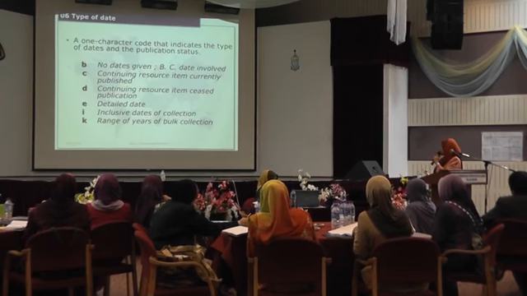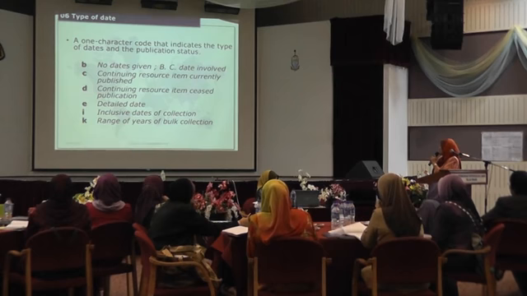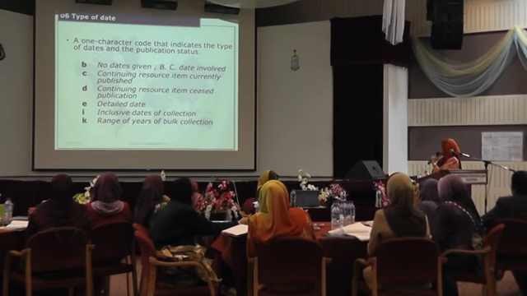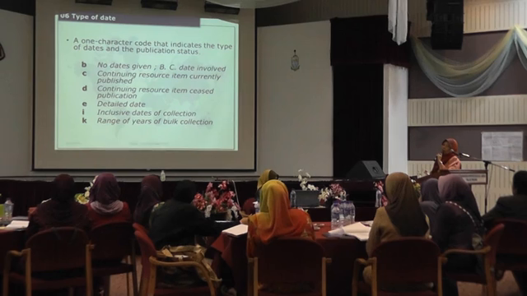Yeah? Alright. Okay, yang ini 06 ni seperti mana? Yang saya katakan is essential. One character code that indicates the type of date and the publication status. So you have B, no dates given. C, continuing resource item currently published. That was serial yang masih ready, current. D, continuing resource item ceased publication. Ataupun you cease your subscription. Yeah? And then you have your E, your detailed dates.